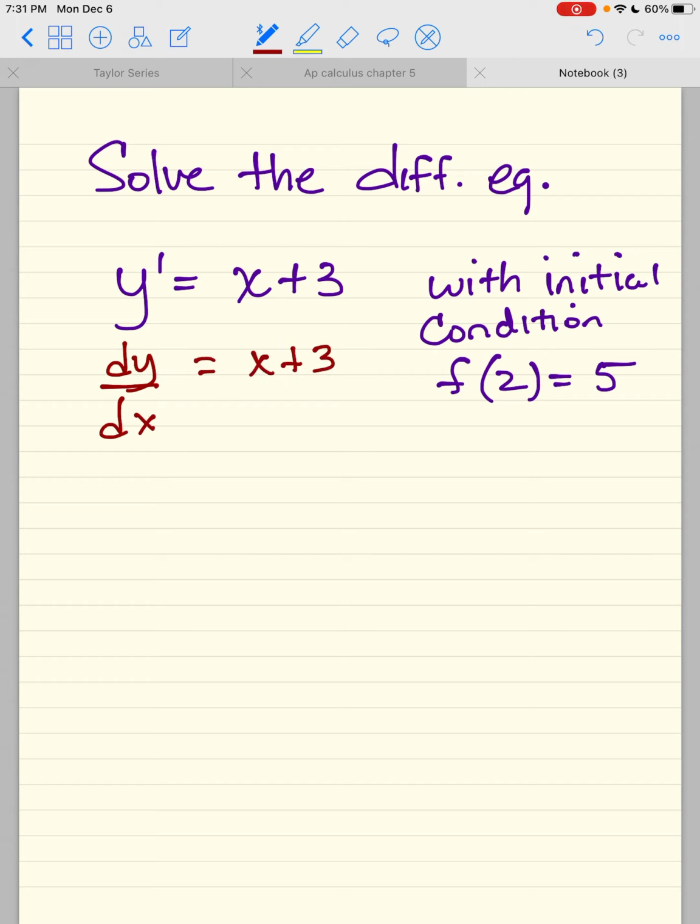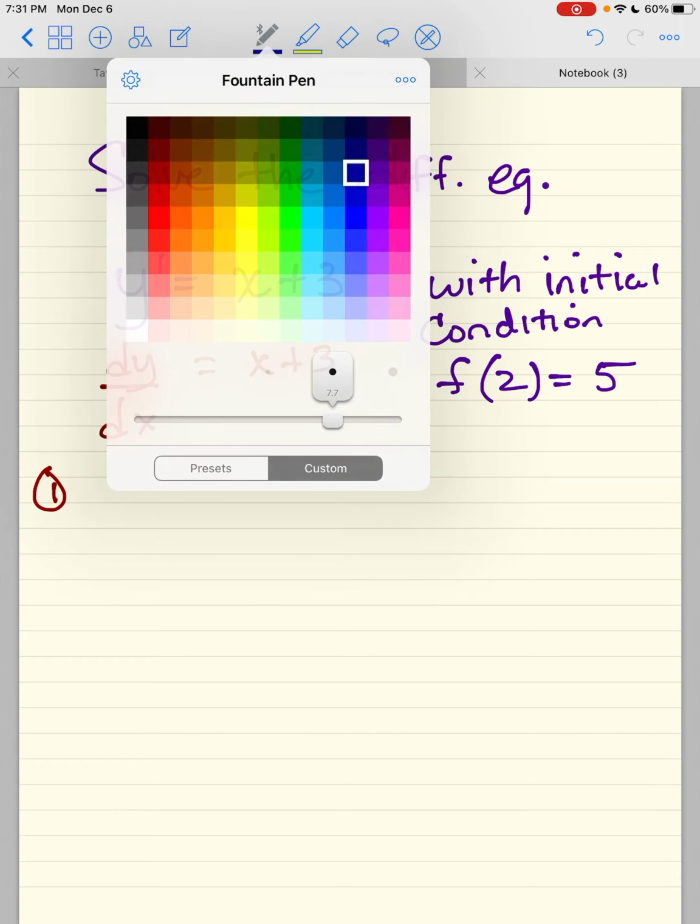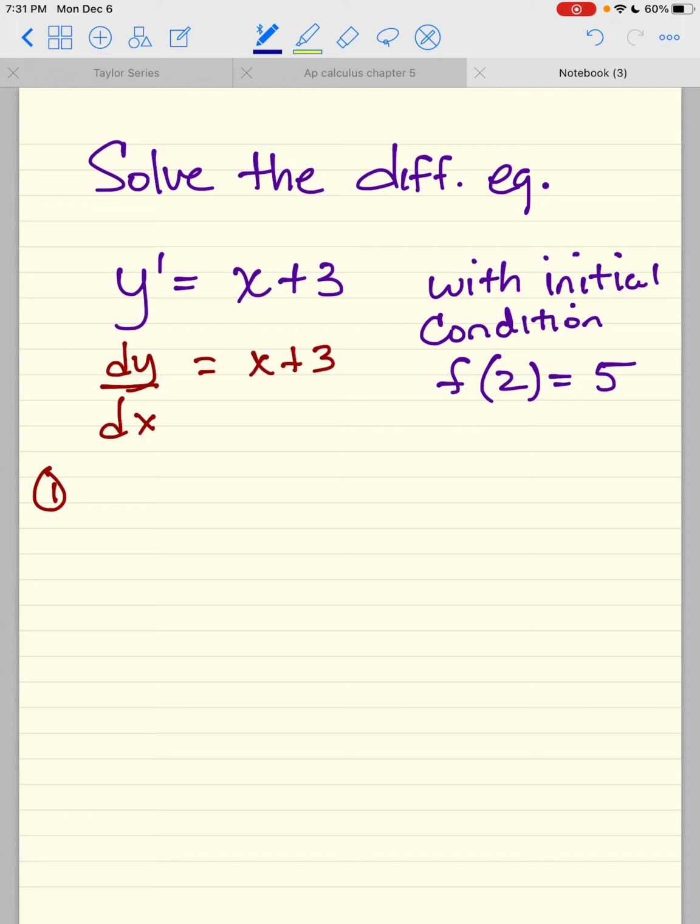Then I need to, step 1, separate the variables. Now on the AP, if you don't separate the variables, you get 0 out of 6. So that has to be your first step. What I mean by separate the variables is you make all the y's on the left side and all the x's on the right side. So I'm going to put the dx on this side. You must cross multiply and put the dx here. So now I have dy on one side, and you could actually put a 1 in front of it, and dx on the other side.